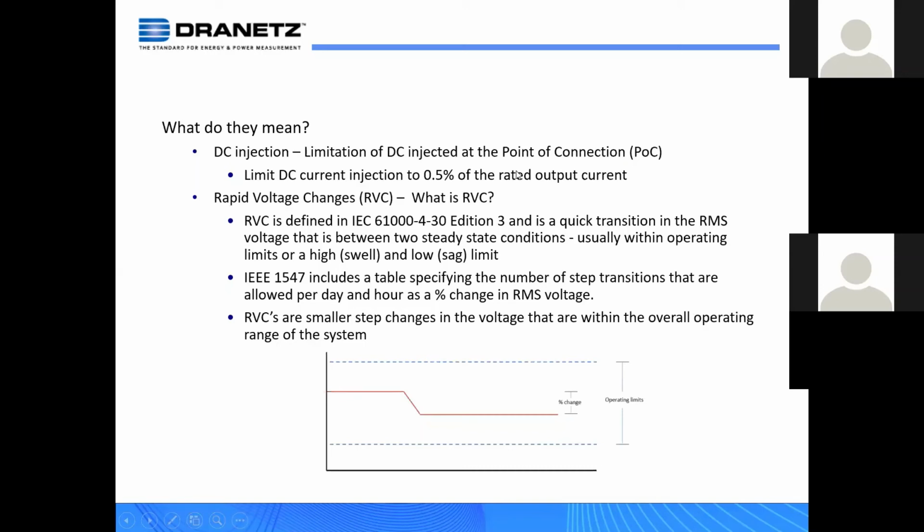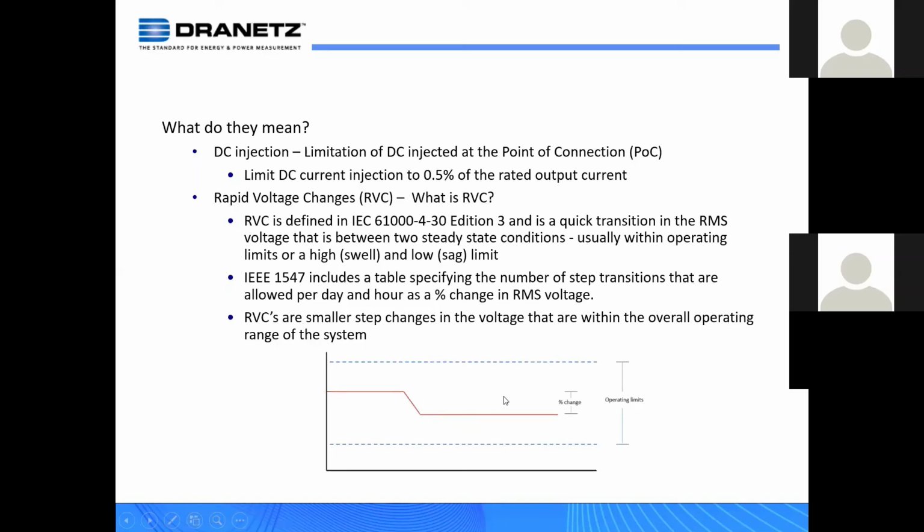DC injection: just keep in mind that a lot of the alternative energy, like solar, is DC systems, so they look for the DC component. They want to manage that being injected into the grid. Rapid voltage change is what I saw before. As I said before, these are the operating limits in blue here for the power system, and these are changes within those operating limits.